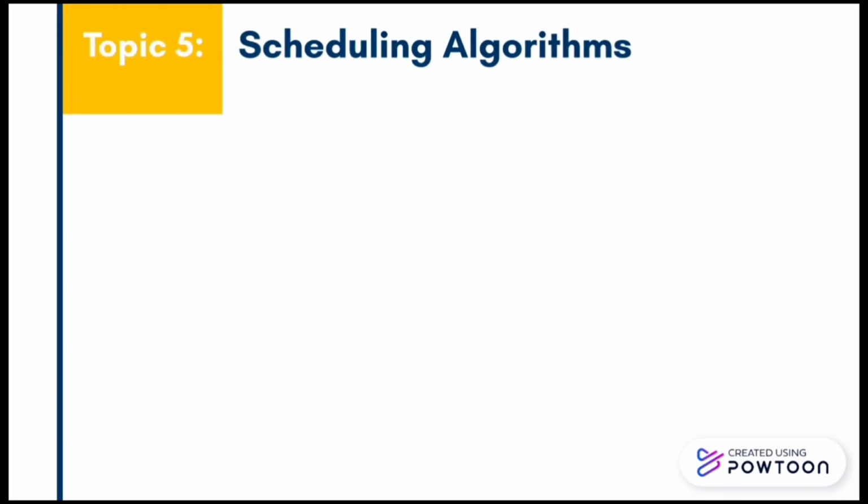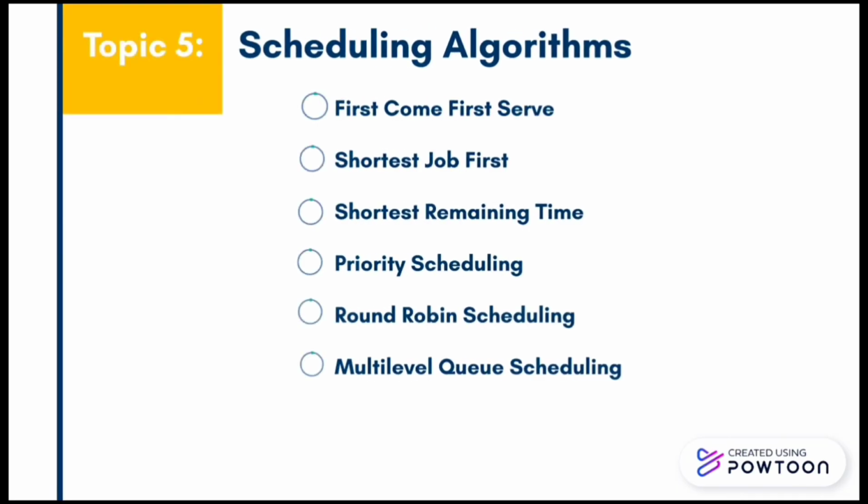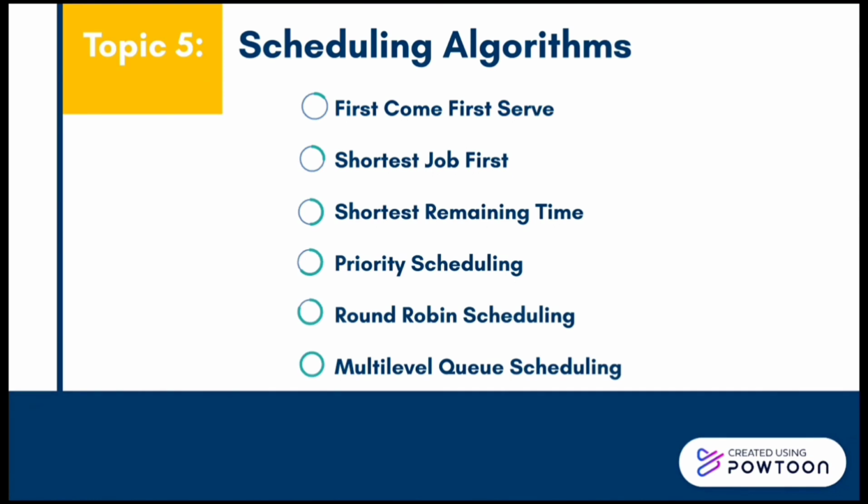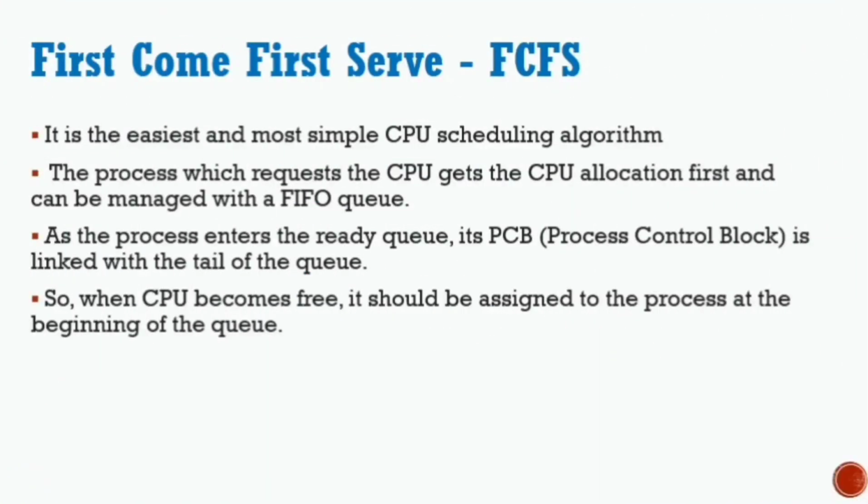Now let's move on to the most important topic of today, which is the scheduling algorithms. We'll be looking at 6 of them. The first one is first come, first serve. This is one of the easiest and simplest CPU scheduling algorithms. As the name suggests, the process which requests the CPU first will be allocated the CPU first, and all subsequent processes would be managed using a FIFO queue, that's a first in first out queue.